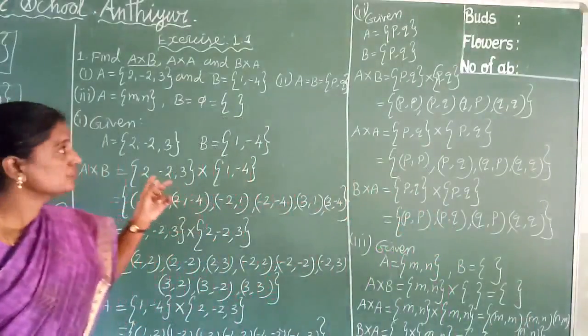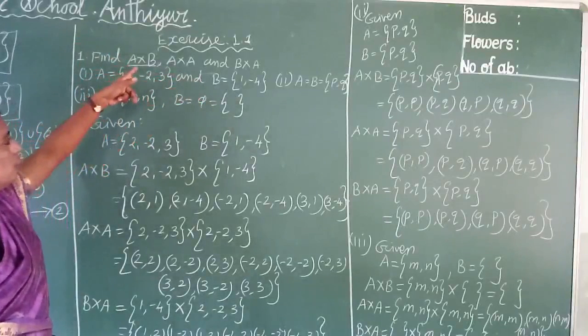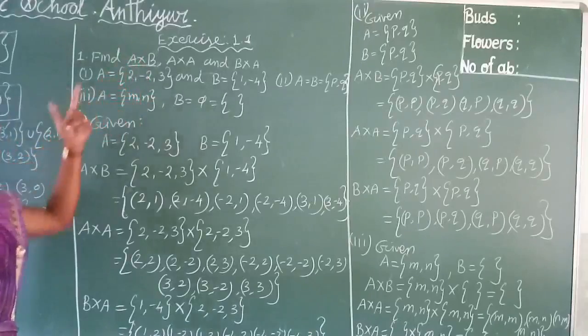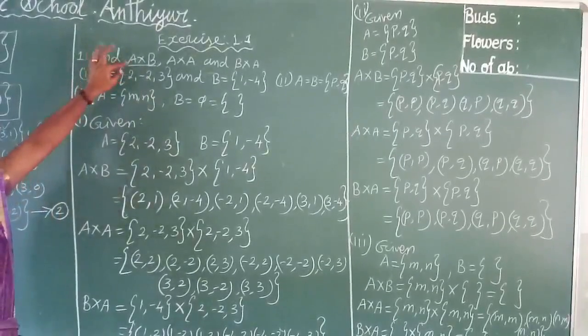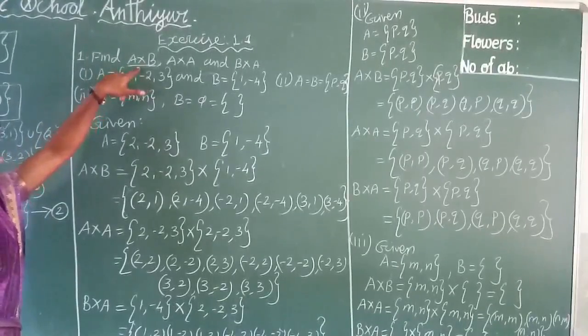Have you understood? So here, using the given sets, we have to find what we want to find: A cross B, or B cross A, or A cross A, or B cross B. These types of questions have two more variants. Whatever is asked, you find that answer only.